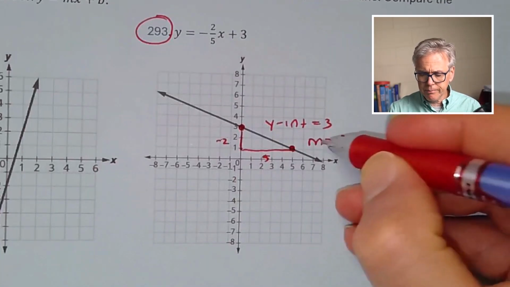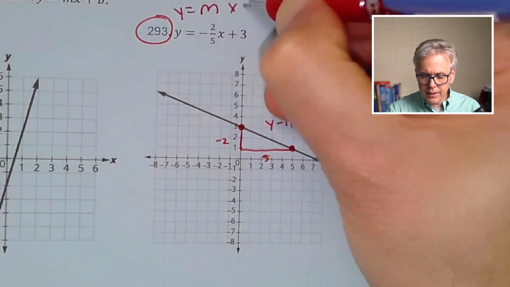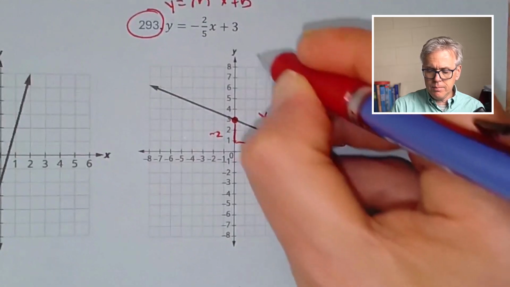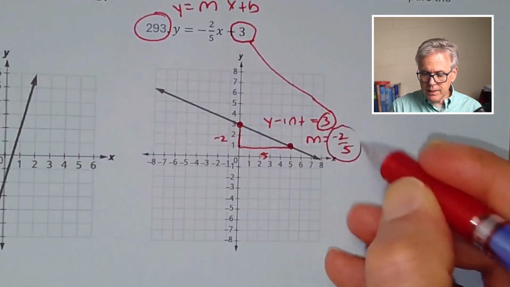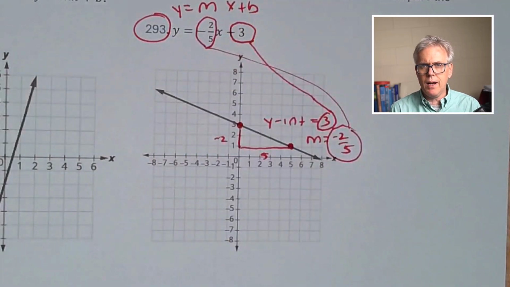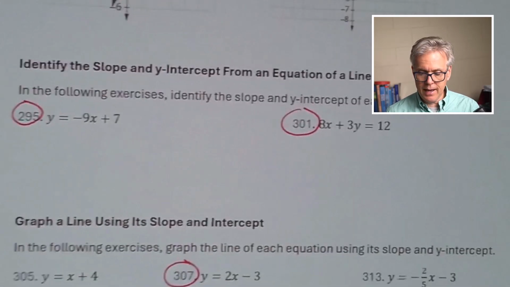Well, does this look familiar? Right here, y equals mx plus b. They just want you to make that connection. Here's my y-intercept. That will always be that number there. Then here's my slope. That will always be this number beside the x. This is when it's solved for y. Only when it's solved for y. Okay, with that said, let's look at number 295.